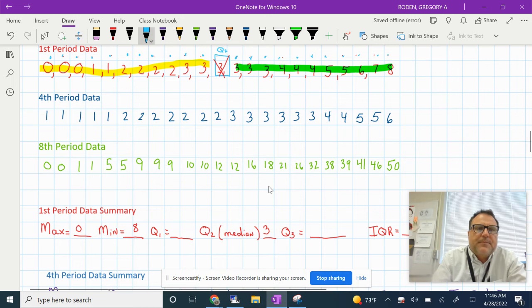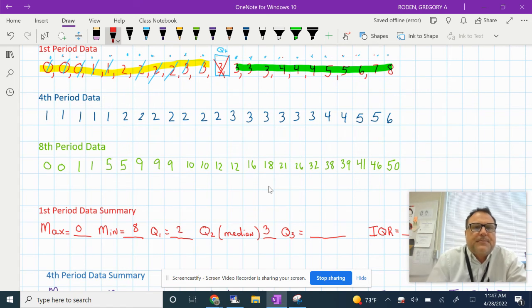Well, to do that, let's see here. This one cancels this one, and this one cancels this one, and this one cancels this one, and this one cancels this one, and this one cancels this one. So what I'm getting for my lower quartile, or Q1, is that 2 right there that didn't get canceled out, right?